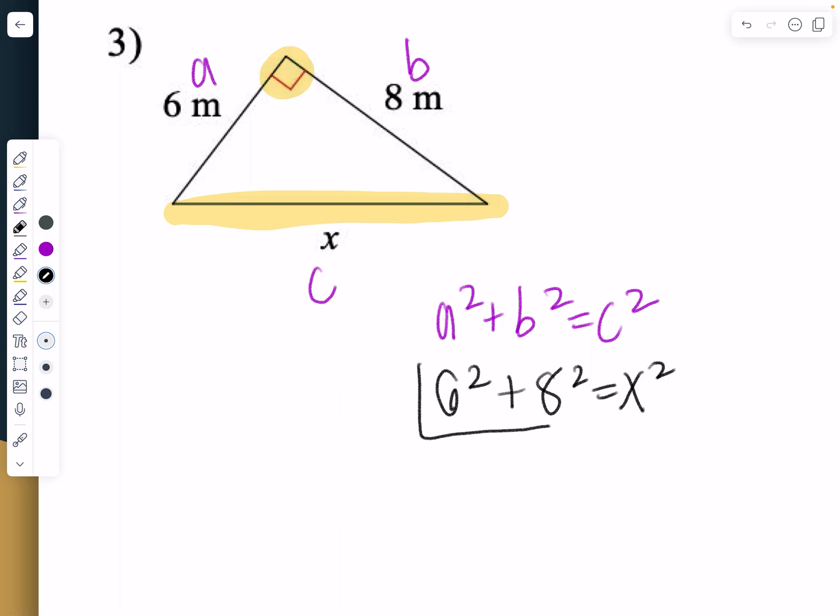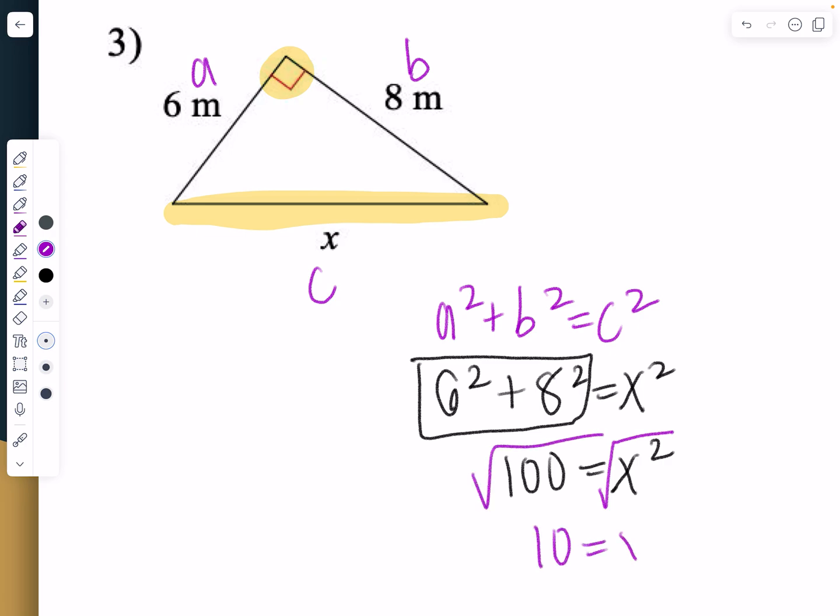You're going to type this into your calculator. You're going to type in 6 squared plus 8 squared. When you do that, 6 squared plus 8 squared is going to give me 100. So that's equal to x squared. So what is x going to be? It's going to be equal to the square root of 100. Square root of 100 is 10.